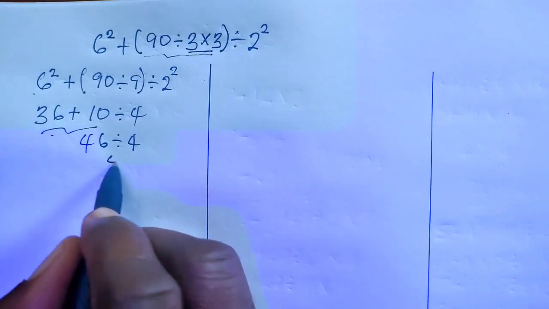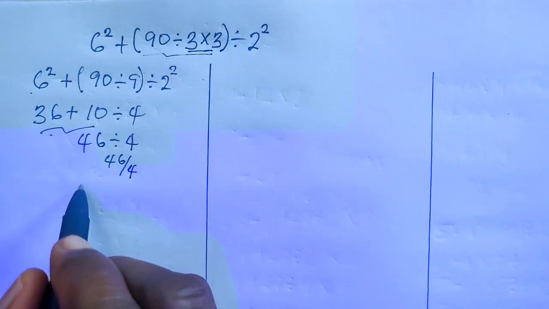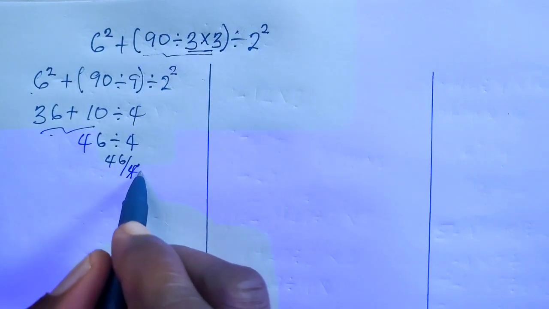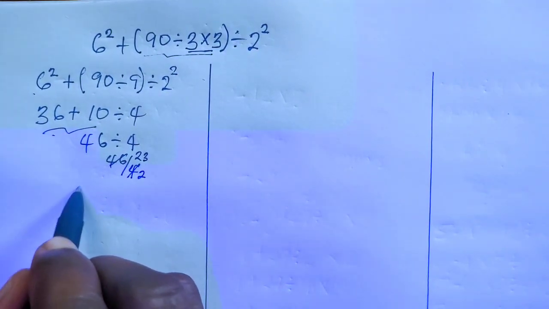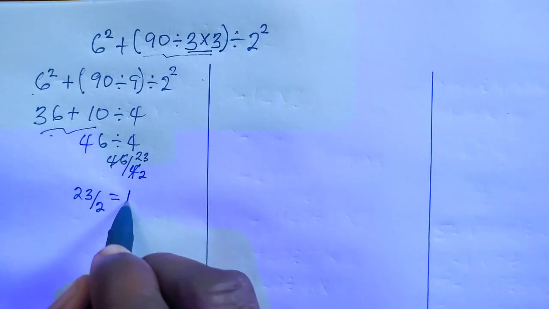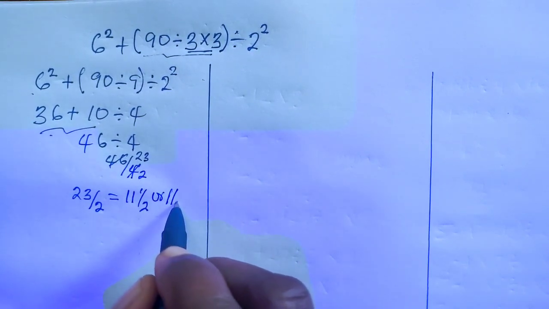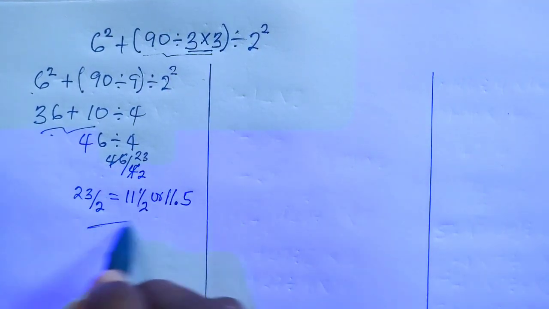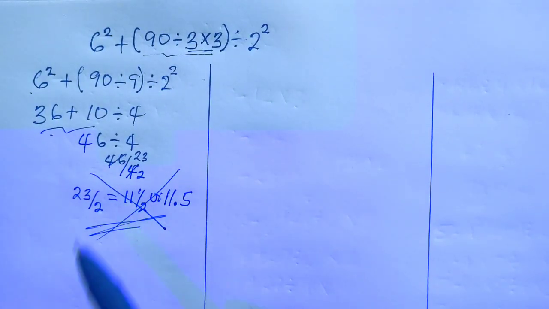this can also be expressed as 46 all over 4, and you reduce this to the lowest term. We have 2 here, 2 here, and 2 here. We have 46 become 23, and the expression becomes 23 all over 2. And if we take this to a mixed fraction, we have 11 and 1 over 2, or to decimal, we have 11.5. But this answer is wrong. Therefore, this first approach here is completely wrong. Do not make this mistake.